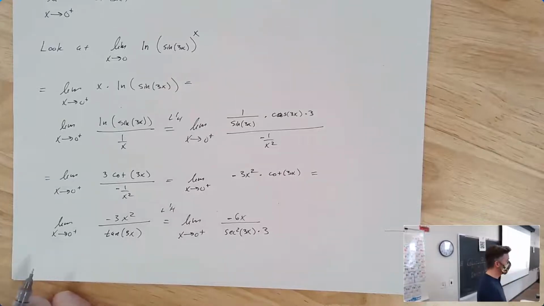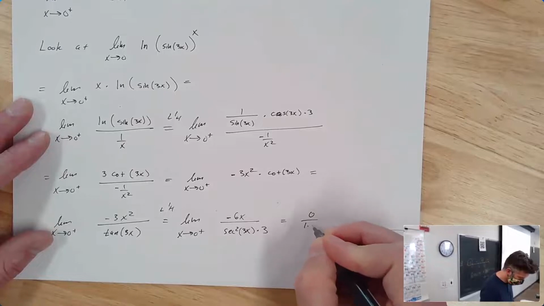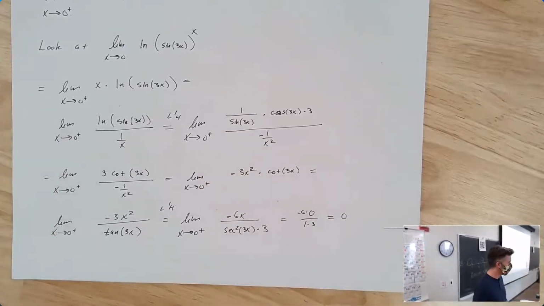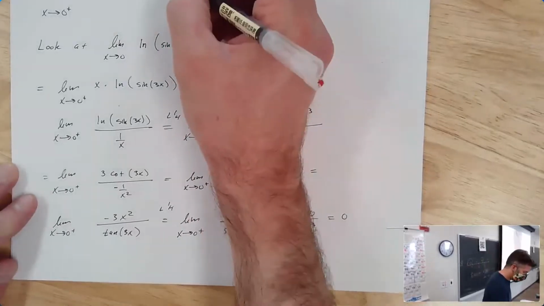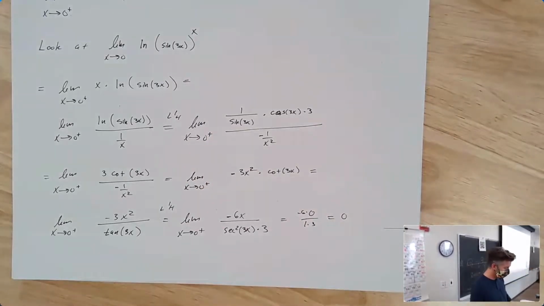Now I should check again. Can I plug in 0? Do I get 0 over 0? Well, I definitely get 0 on the top, but secant of 0 is 1. So I end up getting 0 over 1 times 3, or I guess negative 6 times 0, like 1 times 3. That's going to be 0. So my limit here is 1.